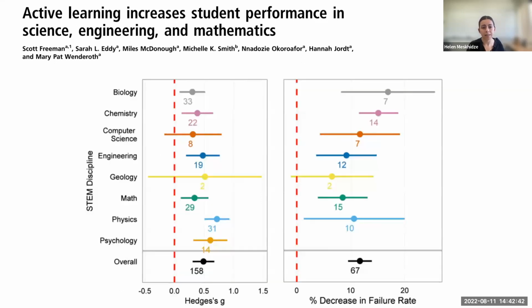In STEM fields, they find that the overall failure rate of students decreases when you use active learning. So that's the right plot there. You can see that it's a percentage decrease in failure rate, and all of it is above 0, meaning that for every course, fewer students failed when active learning was implemented.